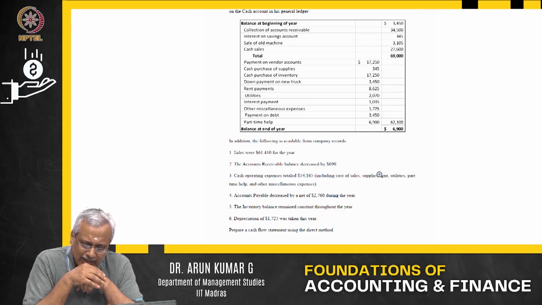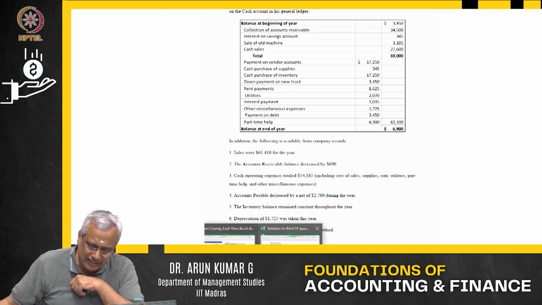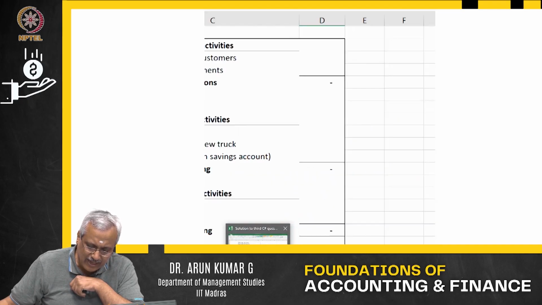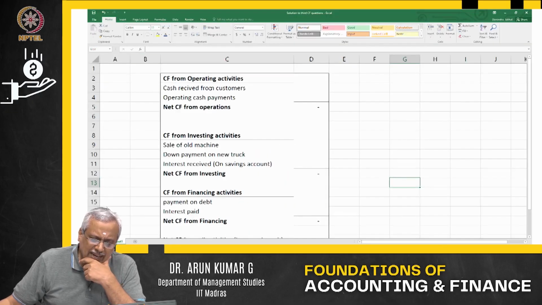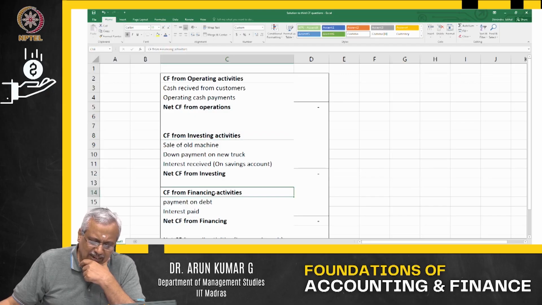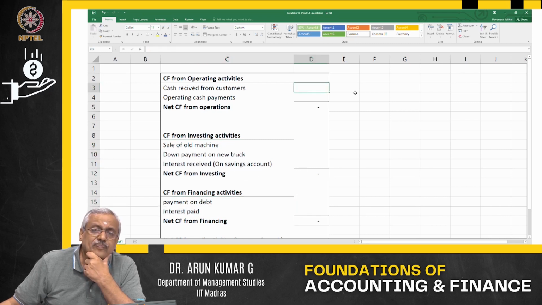Now, let us go back and prepare the cash flow statement for them. I have got my Excel sheet ready in this case, and my Excel sheet says this. Same thing: operating cash flows, investing cash flows, financing cash flows. Now, I have written all these things. Don't worry, we will go step by step.